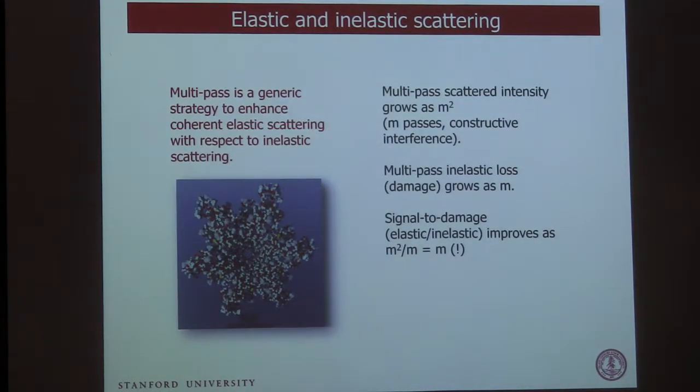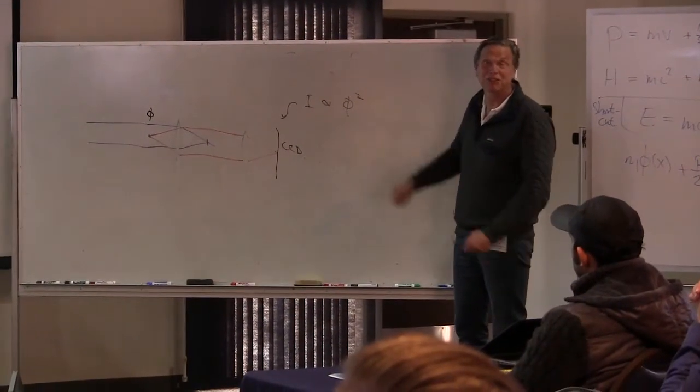Okay, so now let's talk about signal to damage. I have a very simple argument, again coming back to the idea that the ability to do damage-free or low-damage microscopy improves in a multipass protocol. So let's just go through some very simple arithmetic. The multipass scattered intensity in dark field grows as m squared. That's just because it grows as phase shift squared, and the phase shift is increasing by m, the number of passes. So the signal is going as m squared.